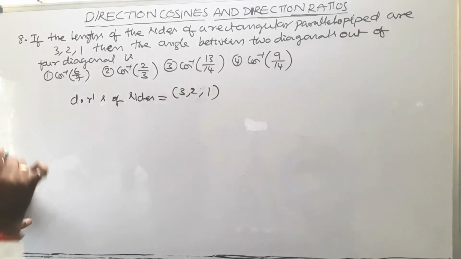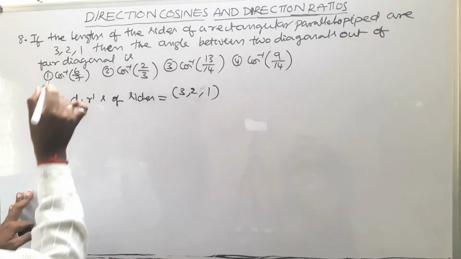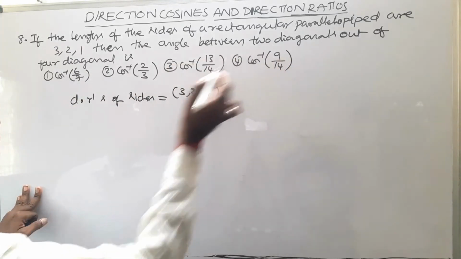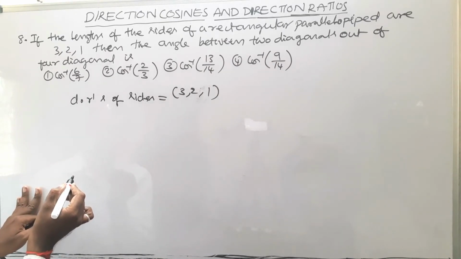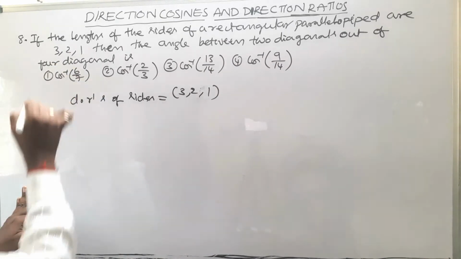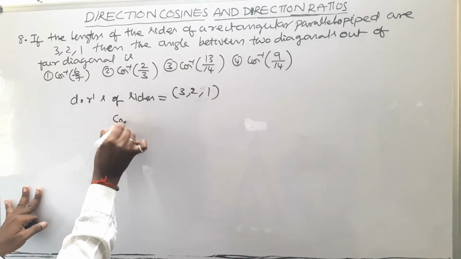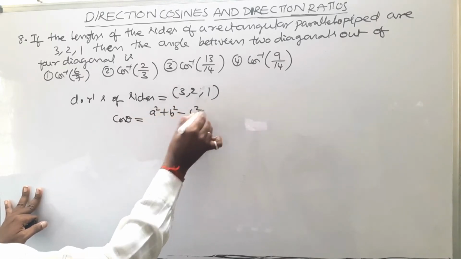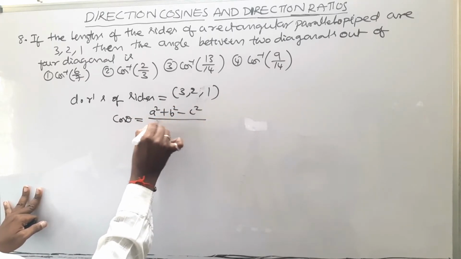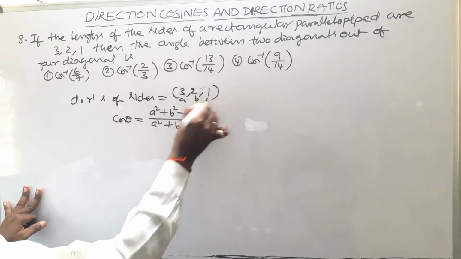To find the angle between two diagonals out of 4 diagonals, this is the direct formula. The angle between two diagonals out of the 4 diagonals in a rectangular parallelepiped: cos theta equals a square plus b square minus c square by a square plus b square plus c square. This is the formula, where a, b, c are the sides.